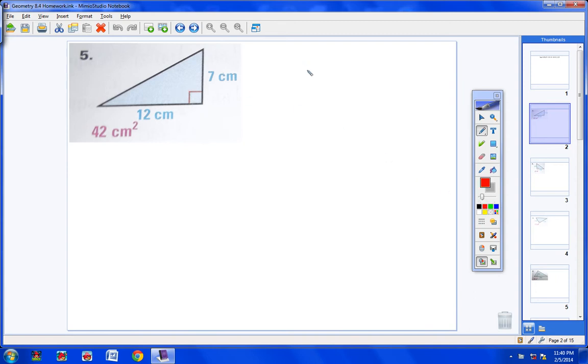Number 5. Whenever you're asked to find the area of a triangle, we're going to use this formula right here. Area of a triangle equals 1/2 times base times height. Now, we talked about this in class today. This is going to be your base right here. That's obvious, 12. And then the height is not going to be this side because this length right here does not form a right angle with the base or with the horizontal.